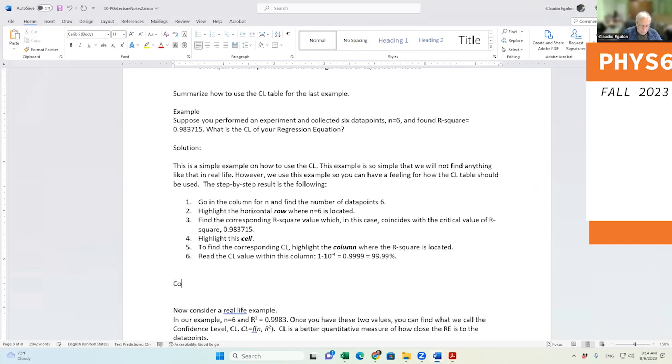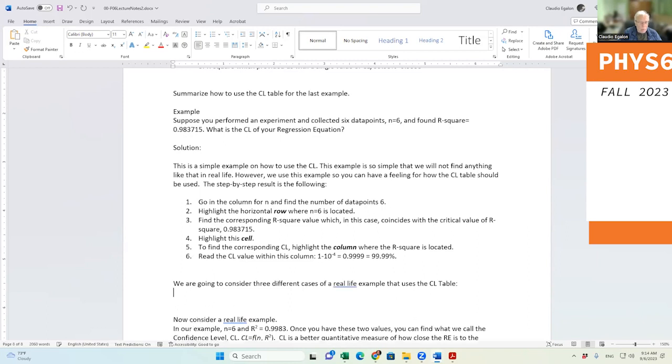We are going to consider 3 different cases of a real life problem example that uses the CL table.